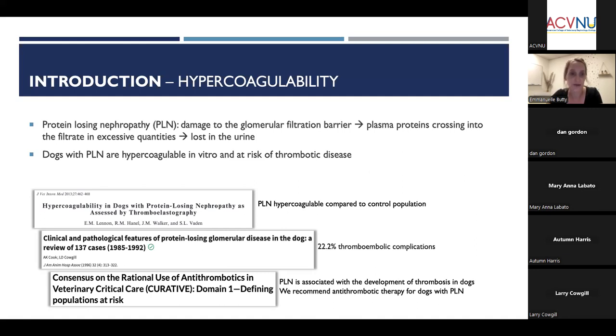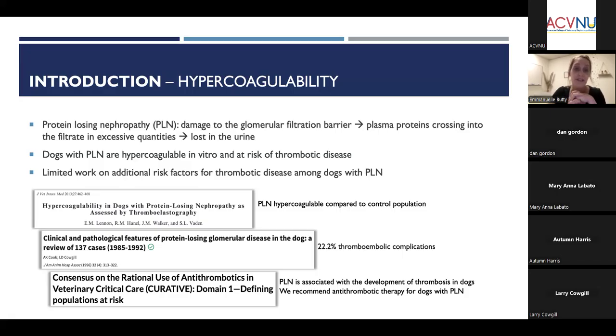They are talking about these three references here. The first one showing that PLN dogs compared to a control population are definitely hypercoagulable. This other study describing PLN dogs and noticing that 22% of them had thromboembolic complications. And they are talking about these most recent guidelines, describing PLN associated with the development of thrombosis and the recommendation of starting antithrombotic therapy for dogs with PLN.